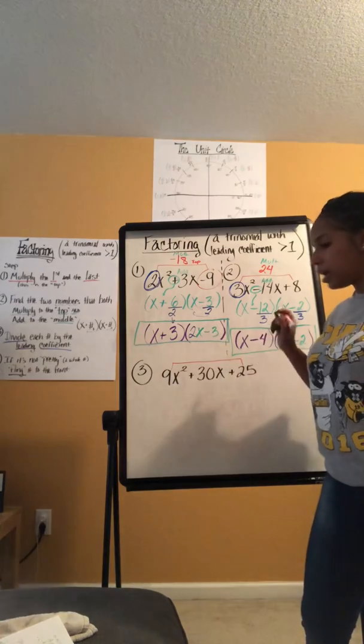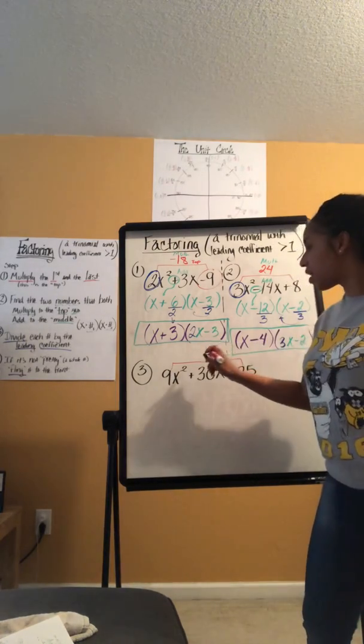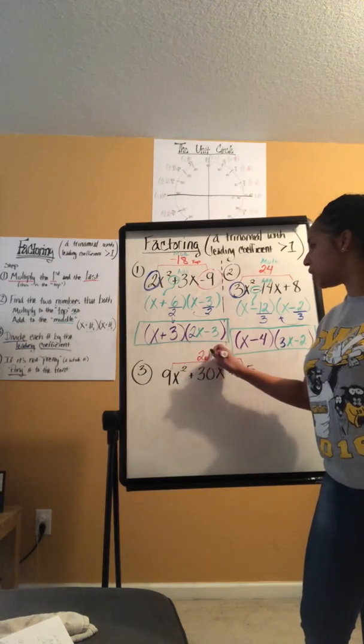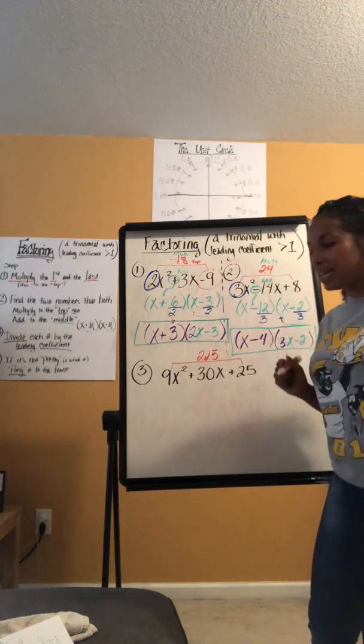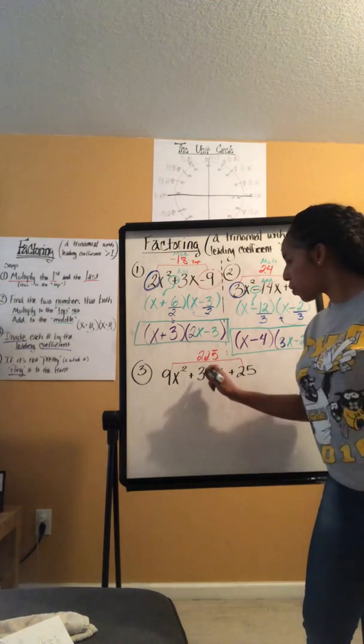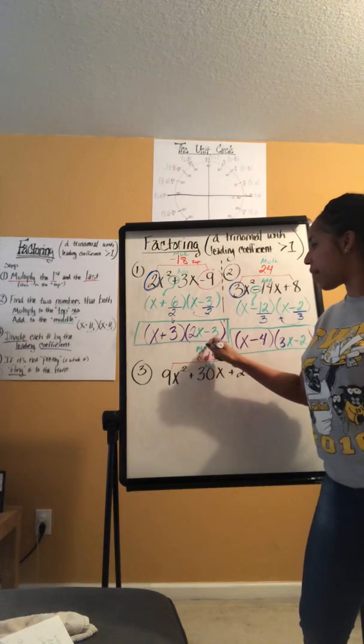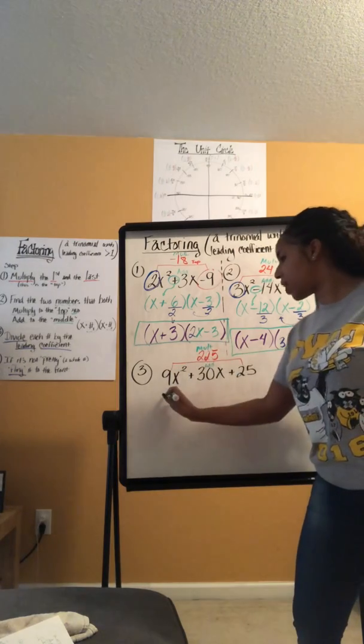So let's do it. All right, so my 9 times 25. Do y'all have your calculators out there? That'll give you 225. So I need the numbers that are going to add to the middle number, which is 30, and multiply to 225.